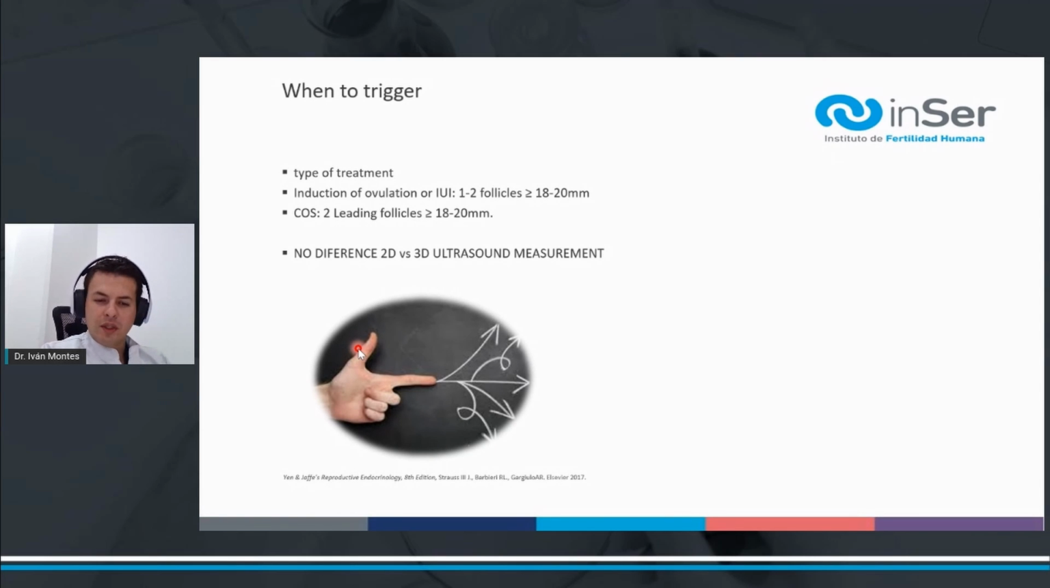The next question is when to trigger, and it will depend on the type of treatment you're doing. When your patient is in an ovulation induction treatment or IUI, where the number of mature follicles should not exceed 2 or 3 dominant follicles, the diameter of at least one of these should be greater than 18 to 20 millimeters. In the case of COS, or patients during COS treatment, you must have at least 2 follicles greater than 18 to 20 millimeters, and they're called leaders.